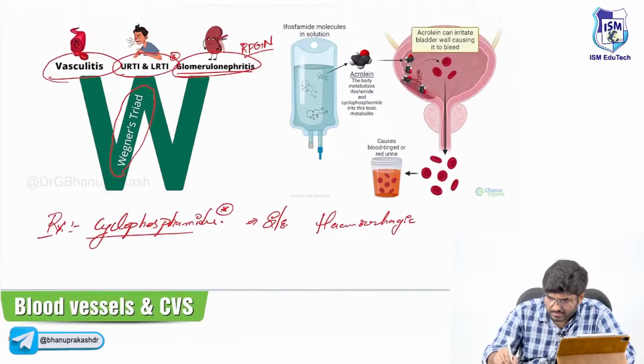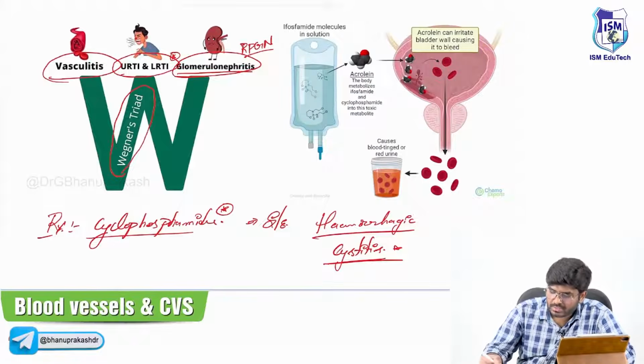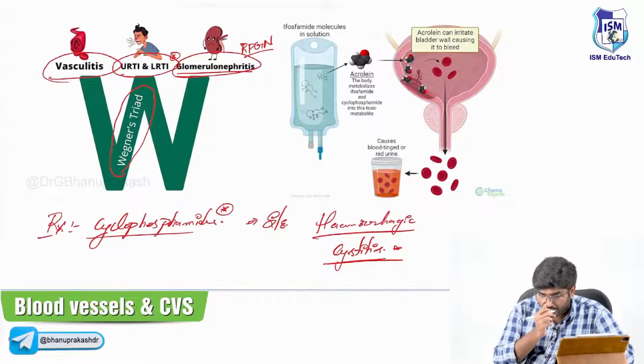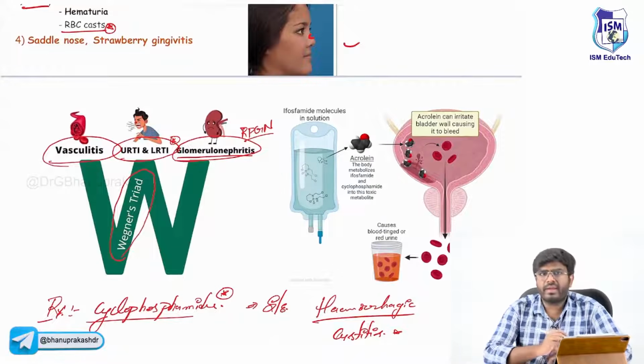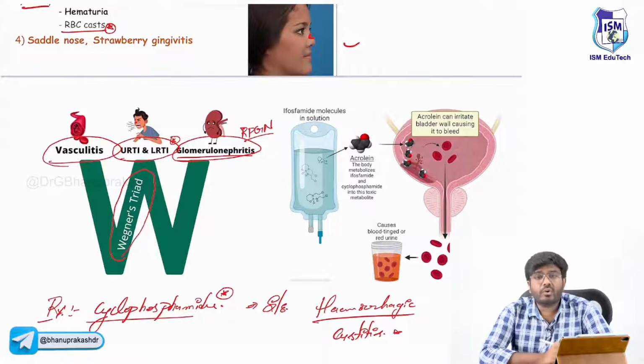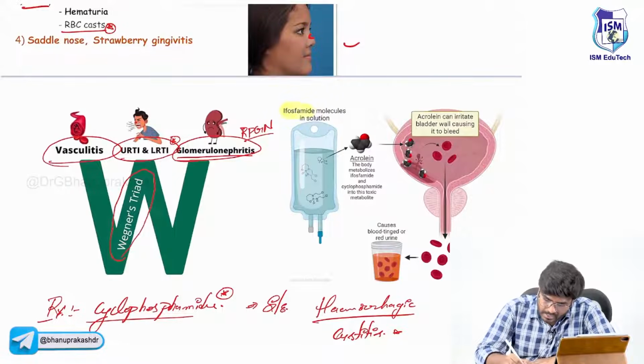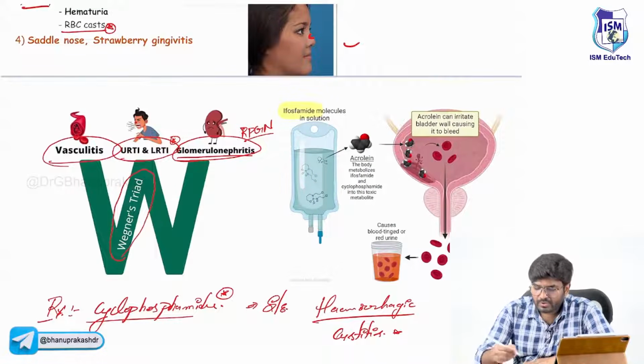Hemorrhagic cystitis. Inflammation of the urinary bladder. Now let me tell you why exactly it happens. If you give cyclophosphamide or ifosfamide, you are giving the drug. Now in the body, cyclophosphamide and ifosfamide, these are the drugs. Remember, same cyclophosphamide and ifosfamide here.